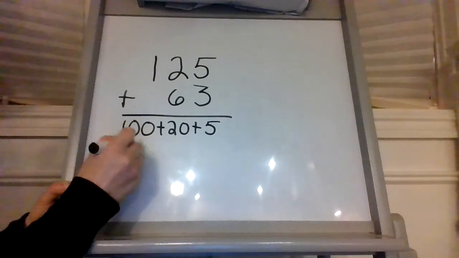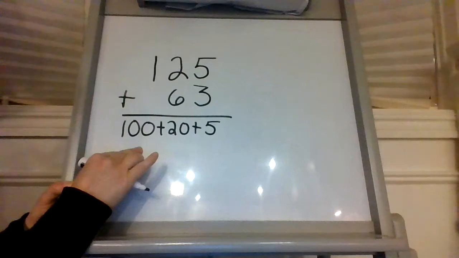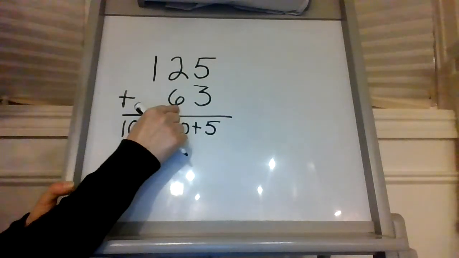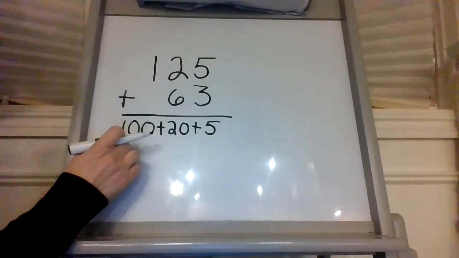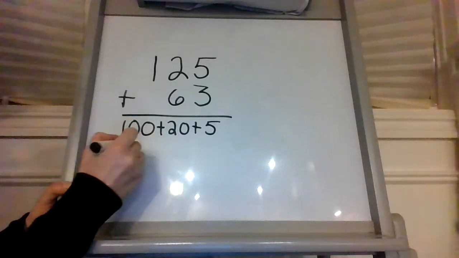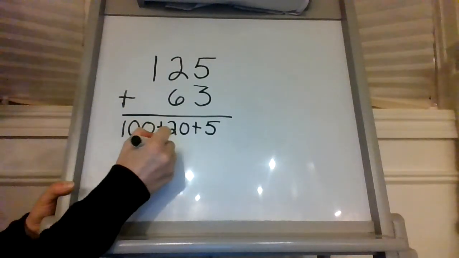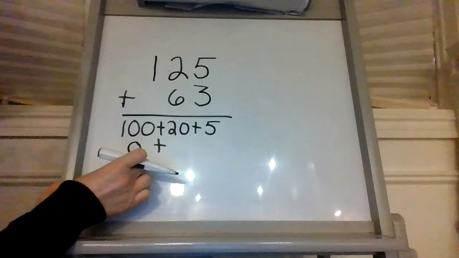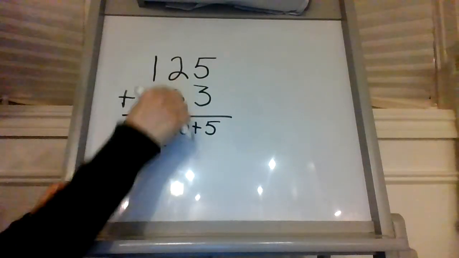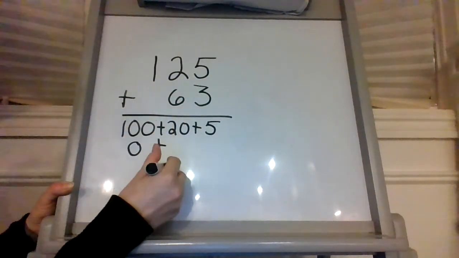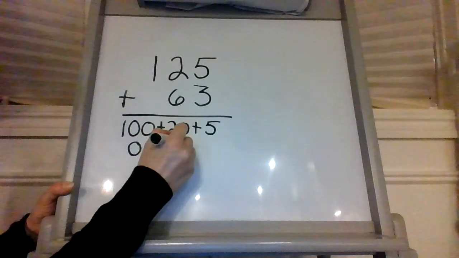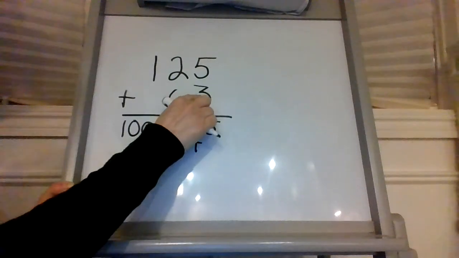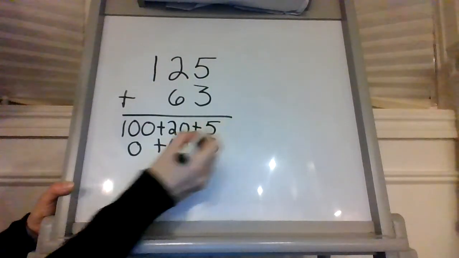If you want, you could put a 0 here as a placeholder, because when you write 60 plus 3, you don't want to write it in the hundreds place. There are no hundreds. So if you want to put a big 0 there so you know to keep everything in place, you want your 6 longs to line up in your tens place. So 6 longs is 60 plus 3 cubes is 3.